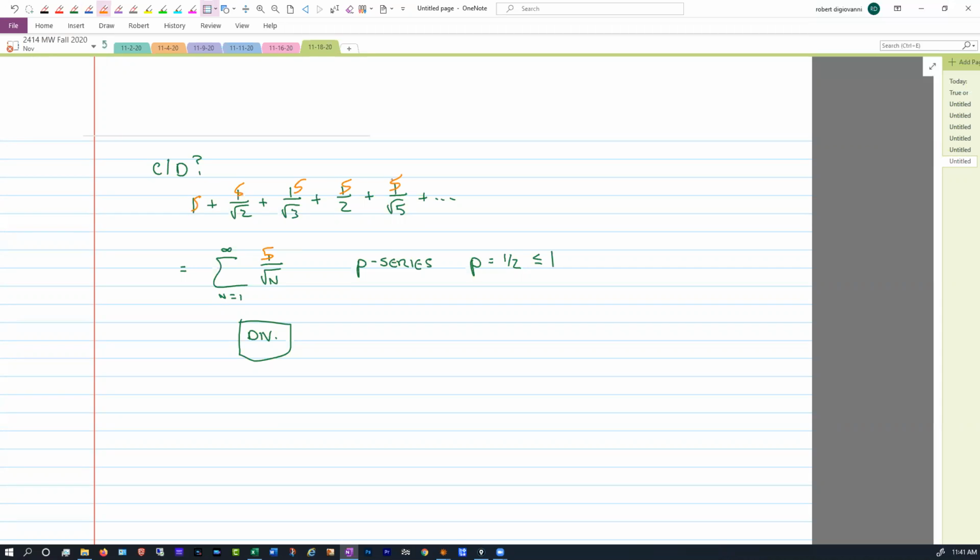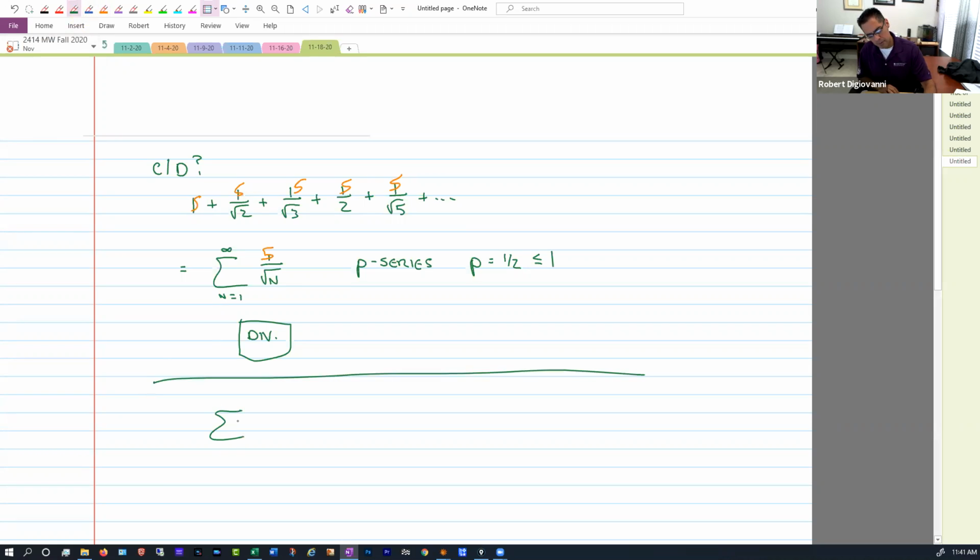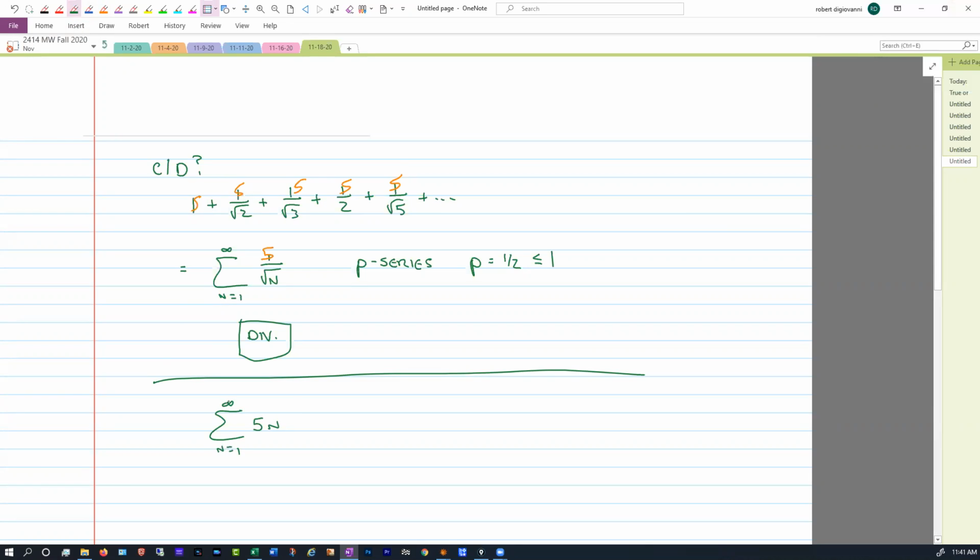What if it's not in a fractional form? How do you mean not in a fractional form? Like 5 times n, or I don't know. Okay, so what if you had, say, 5n, to a power, I guess? Or you want n squared? Something like that. Okay, so why don't y'all tell me? Well, that would diverge, right? You can still make it a p-series because in that sense it would be 5 over n to the negative 2, which is less than or equal to 1, so it would diverge.